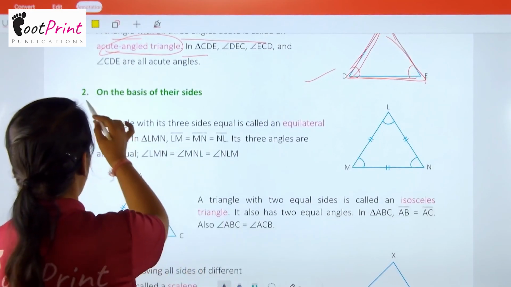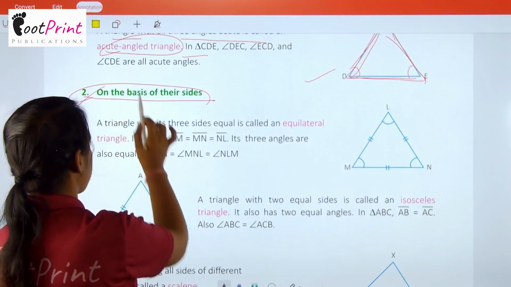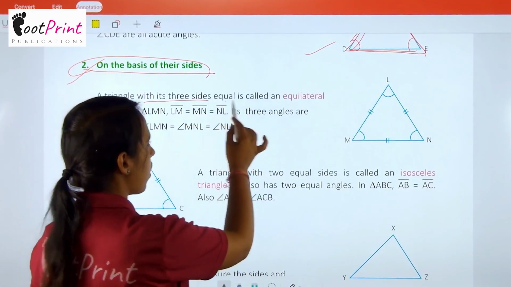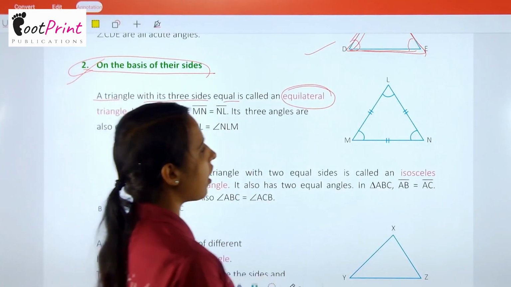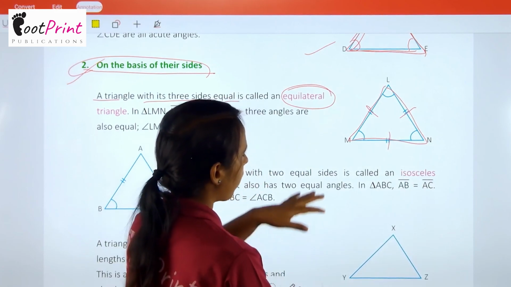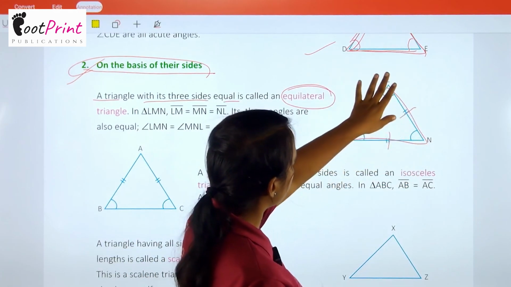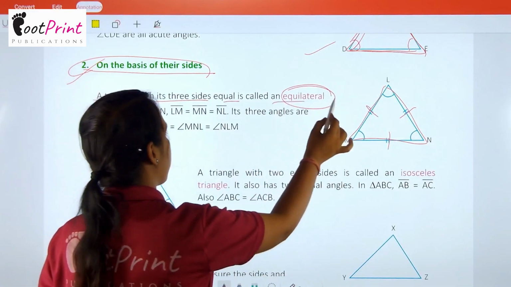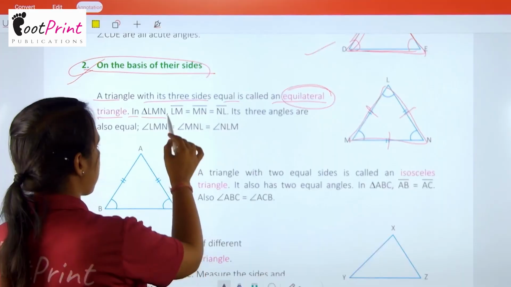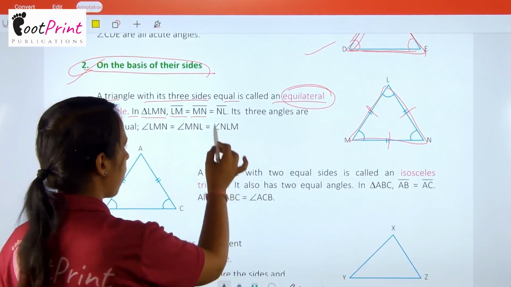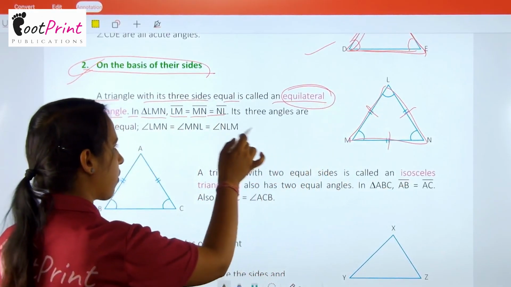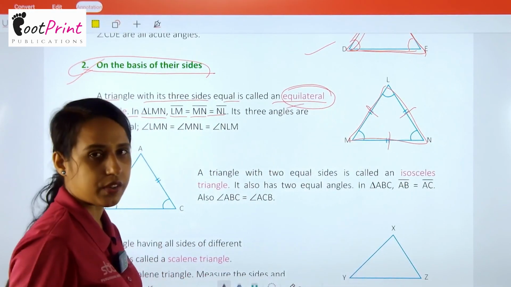Now we have the types on the basis of their sides. Okay, so here a triangle with its three sides equal is called equilateral. If a triangle has three sides equal, meaning this one, this one, this one, or we can say LM equals MN and MN equals NL, it is called an equilateral triangle. Okay? In triangle LMN, we can say LM equals MN equals NL. Means all three sides are equal. That's why the name of this triangle is equilateral triangle.